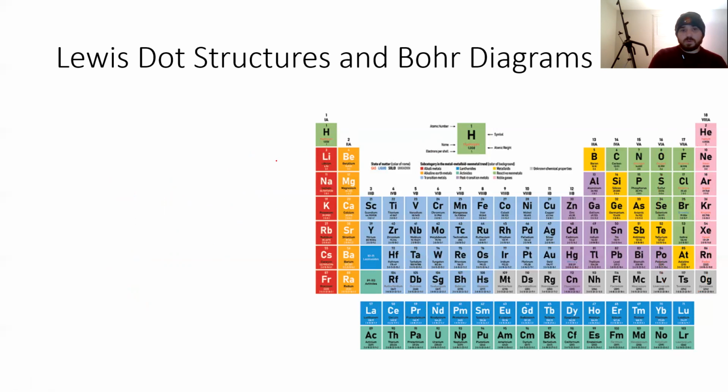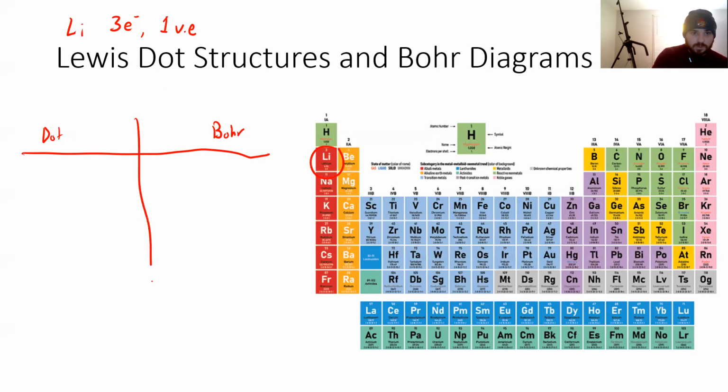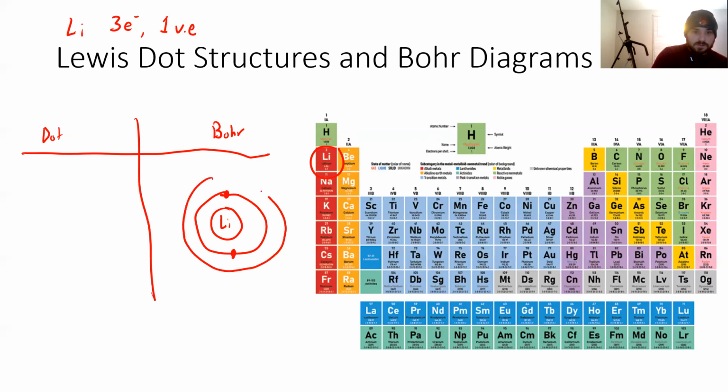And so just to go over them one more time, I'll do a simple one. We'll do lithium. So lithium has 3 total electrons, 1 valence electron. So the Bohr diagram and the dot structure for lithium will look like this. So we'll do Li in the center, our nucleus. We're going to have energy level 1. It's going to have 2 electrons in it. And then energy level 2 with just 1 more electron. The dot structure, we just look at that valence electron. There's just 1 of them, so it looks like that.